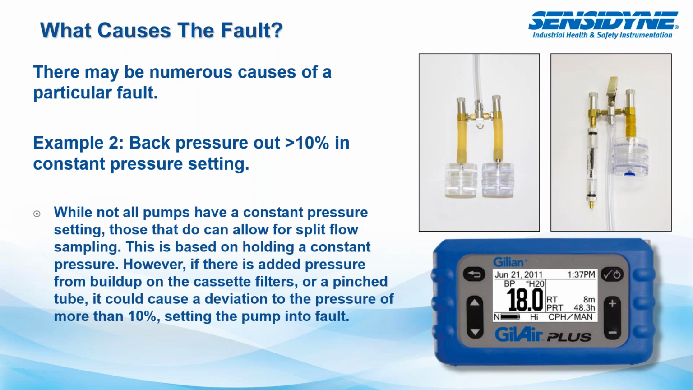So the back pressure created has to remain constant. And in order for it to do that, it has to see a similar pressure on the inlet side of each of the manifold pieces. However, if there's buildup on the cassettes or that tube again gets pinched, it could cause the inches of pressure to change. In the picture here, we have it set at 18 inches of water. So if that were to go out more than 10%, which would be 1.8 inches of water, it would go into fault mode.